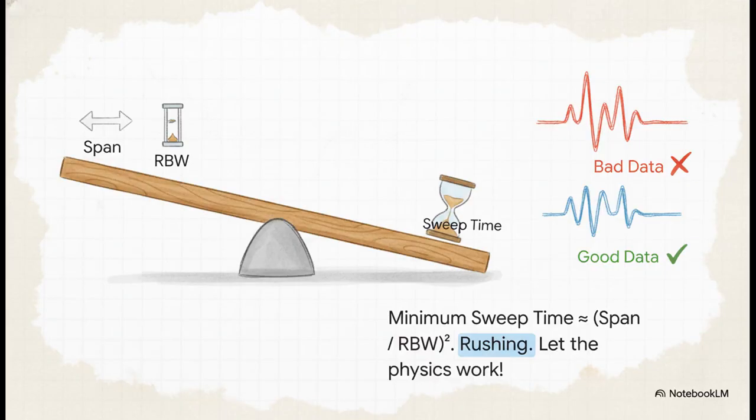Now, you really want to pay attention here because this is a big one. Sweep time. It isn't just about how patient you are. It's actually dictated by physics. The narrower your RBW and the wider your span, the longer the analyzer has to take to give you a correct reading. If you rush this process, you will get bad data, period.